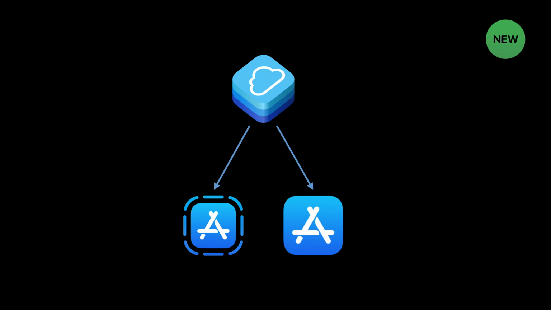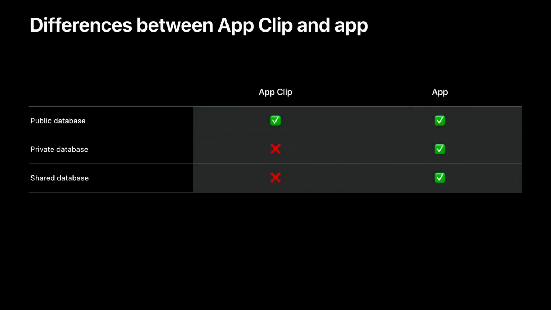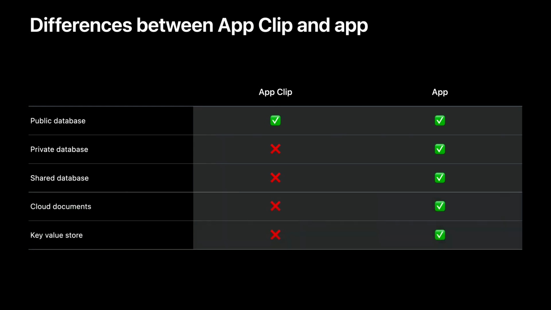You can now share the same code, access the same data in both your app and app clip with all the power and scale CloudKit provides. An important difference between apps and app clips is that app clips can read from a public database but can't write data to CloudKit. App clips also can't use cloud documents and the key value store. This keeps the promise to users that when an app clip isn't used anymore, iOS will delete the app clip and its data.